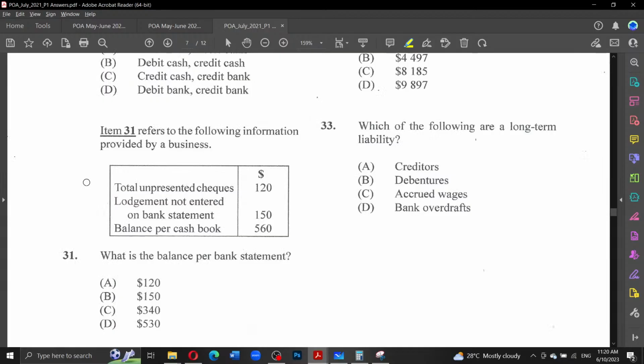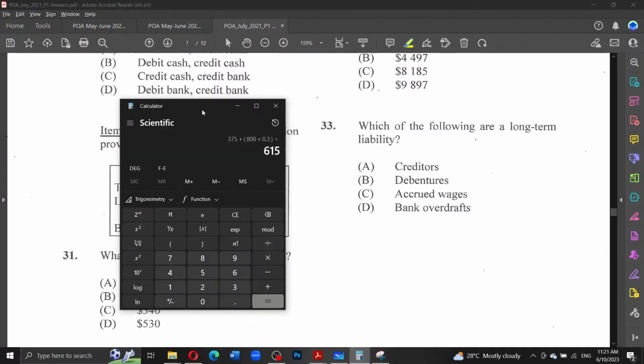Item 31 refers to the following information. So we have balance. What is the balance per bank statement? I will assume that this here is the updated cash book balance. So $506 updated cash book balance.